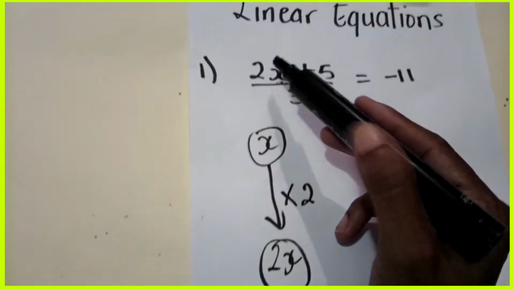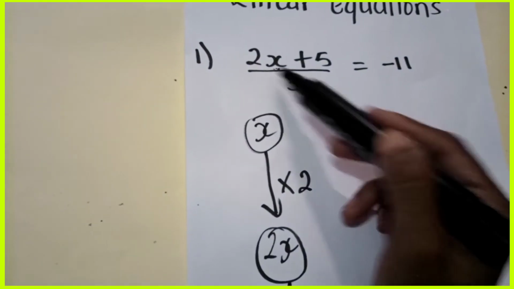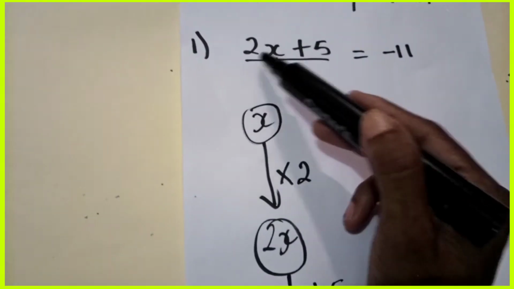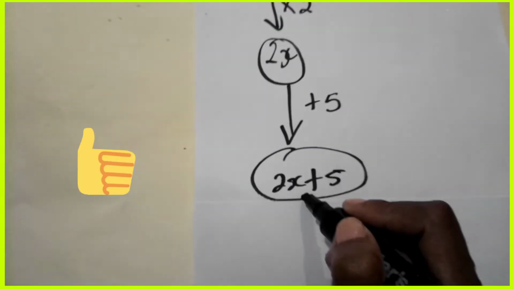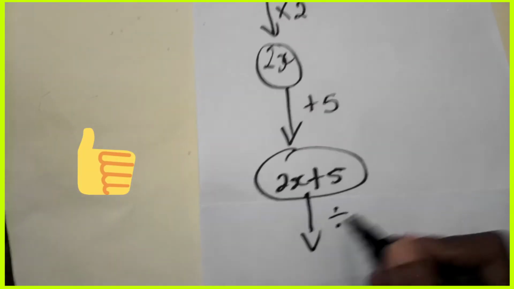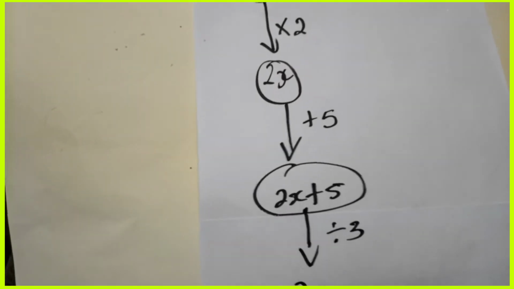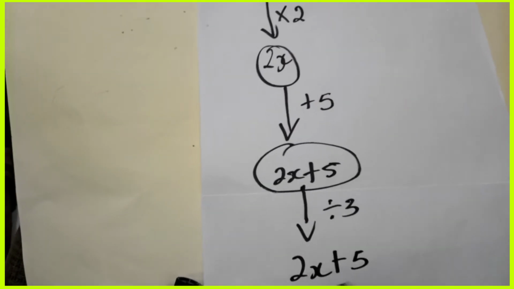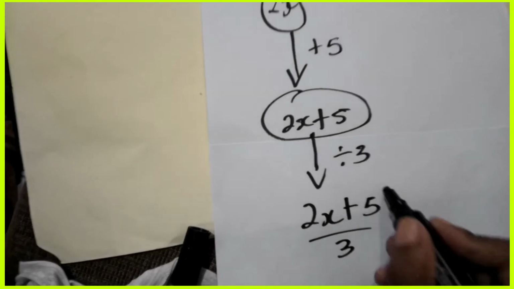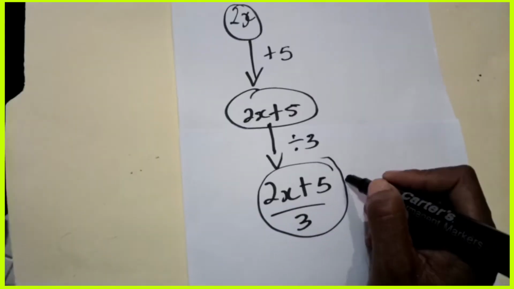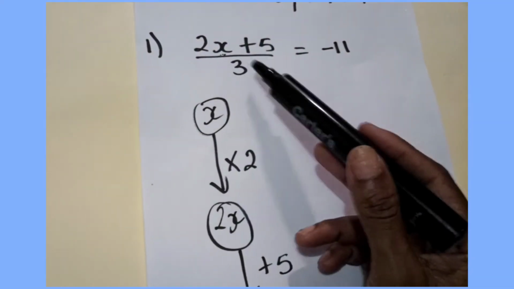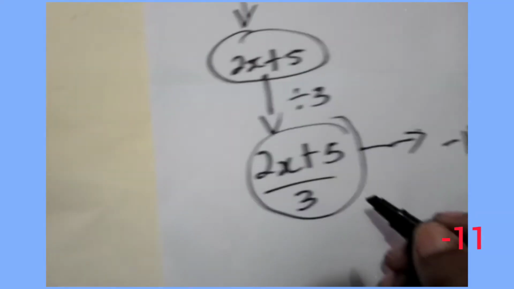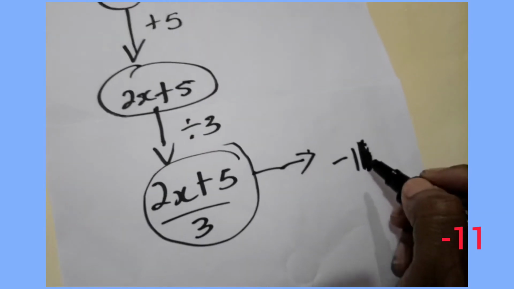See that? The next operation after that is this sign, the fraction sign, which actually means to divide. So it's divide by 3. Divide by 3 gives us 2x plus 5 divided by 3. So the equation is equal to negative 11.